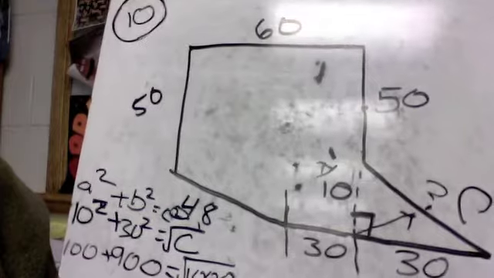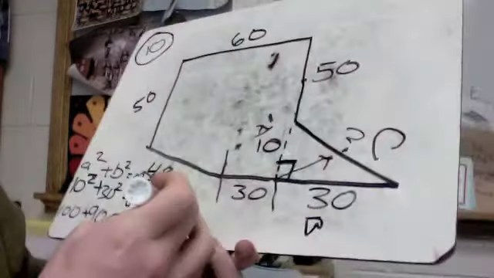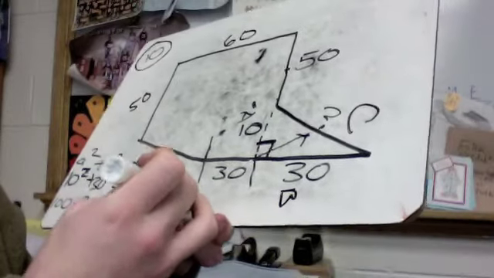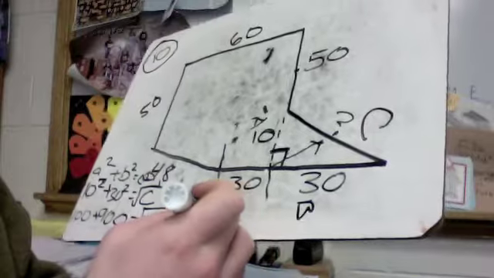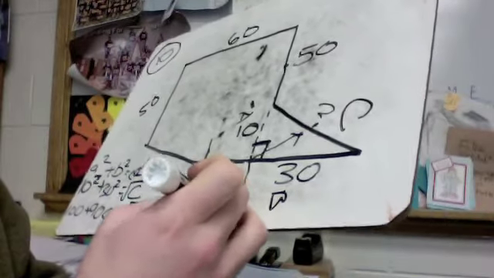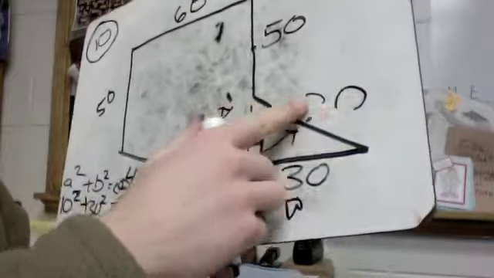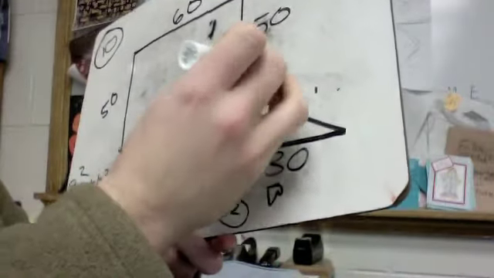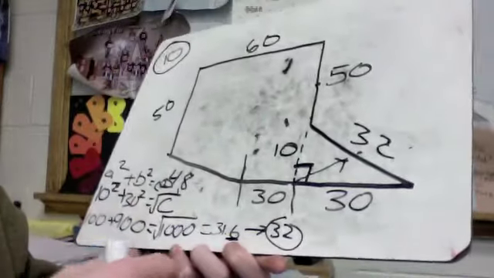So I'm just going to use my calculator here. Square root of 1,000 is about 31.6. 31 and 6/10. So I'm just going to round that. The 6 would tell me to round it up, so I'm just going to go 32. So that means my missing side is going to be 32. Okay, so we got that figured out.